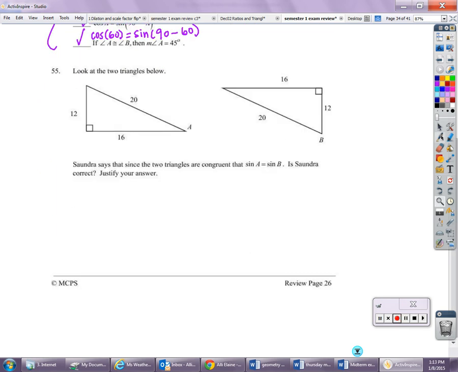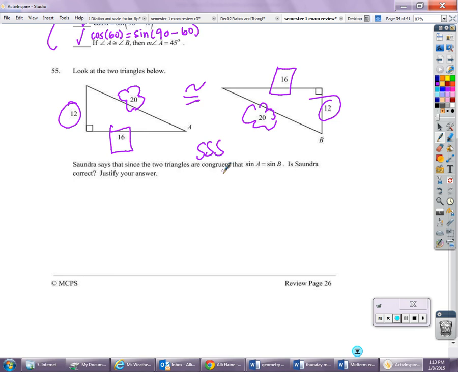All right, number 55. Sandra says that since the two triangles are congruent, because 12 matches with 12, 16 matches 16, and 20 matches with 20. So these two triangles are identical twins, congruent by side. So she says that since they are congruent, sine of A equals sine of B. Is Sandra correct? Okay, so let's do the sine of A.